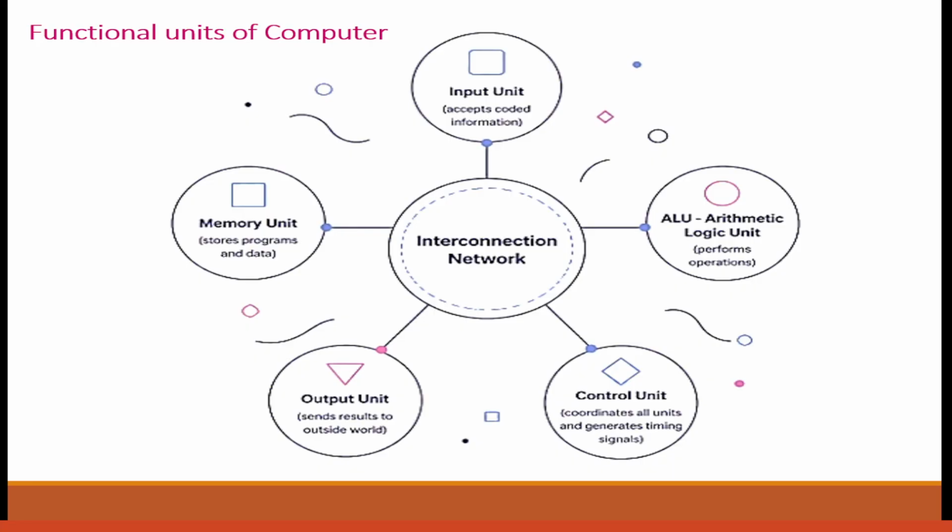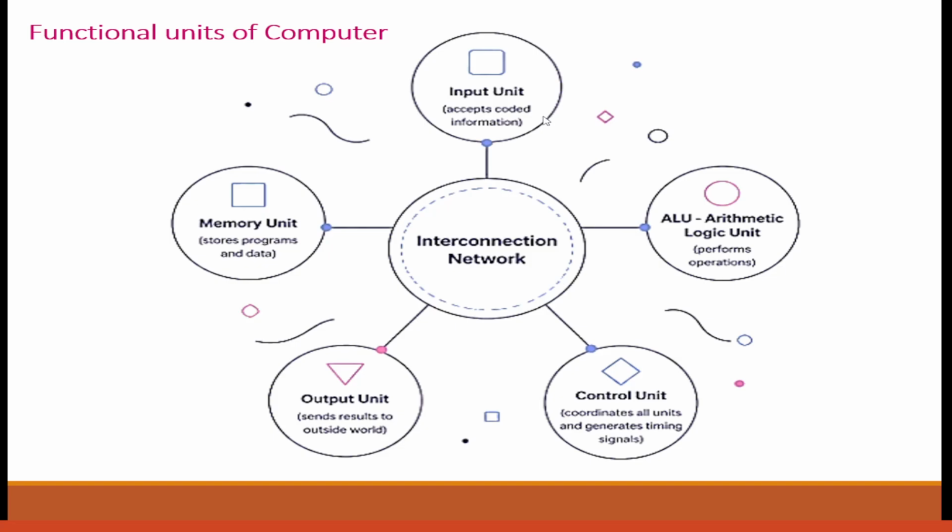A computer consists of mainly five functional units: the input unit, memory unit, arithmetic and logic unit, output unit, and the control unit. These five units work together to process data and produce results.